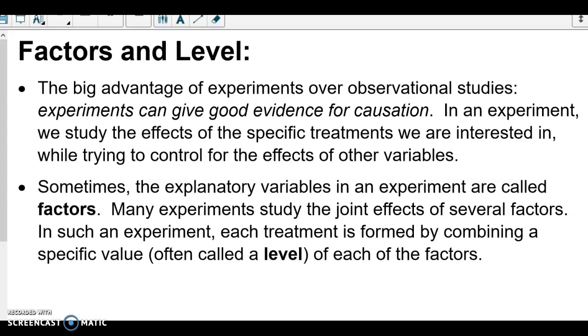So experiments, as I mentioned before, can give good evidence for causation. We can't always do an experiment. Sometimes it's not possible.